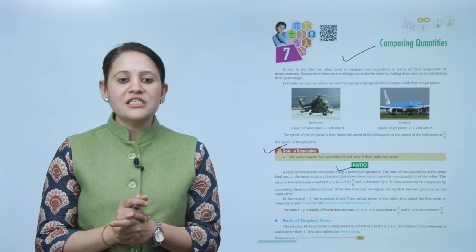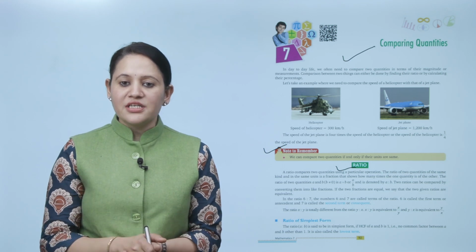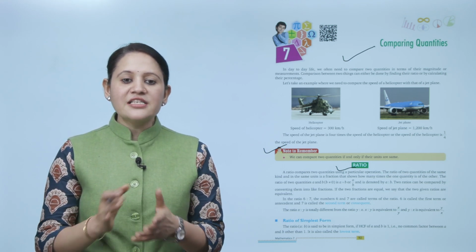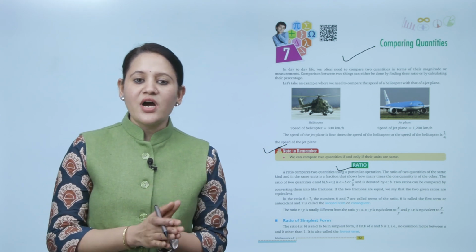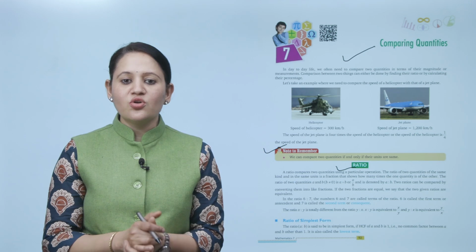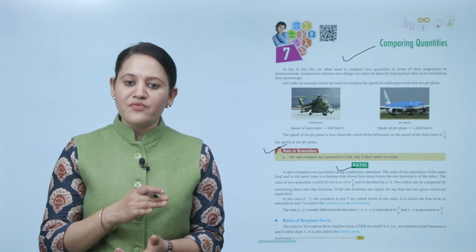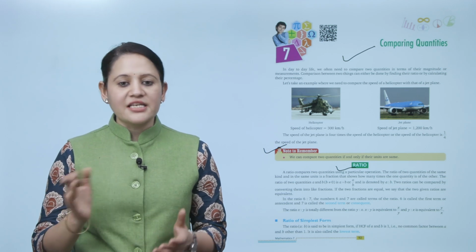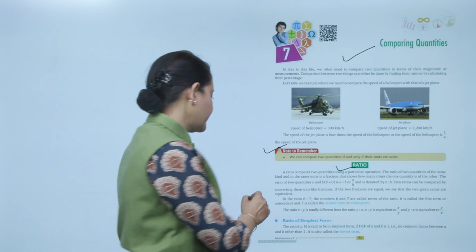In the ratio 6:7, the numbers 6 and 7 are called the terms of the ratio. 6 is called the first term or antecedent and 7 is called the second term or consequent. The ratio x ratio y is totally different from the ratio y ratio x. X ratio y is equal to x upon y, whereas y ratio x is equal to y upon x. Clear?